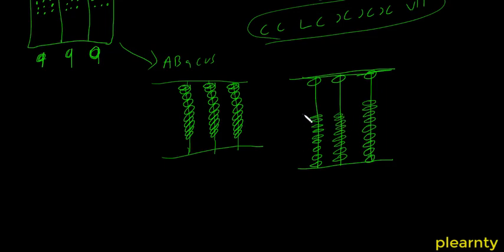So this is 9, this is also 9, and this is also 9. So this is 999. This is 0, 0, 0, which means 0.